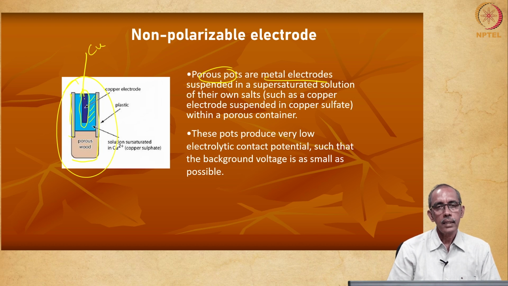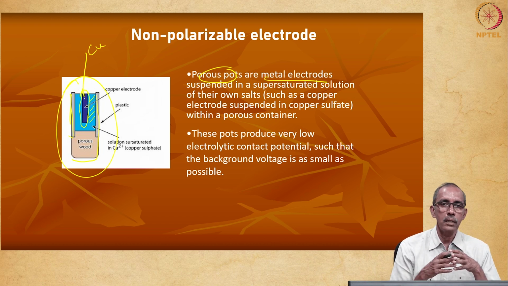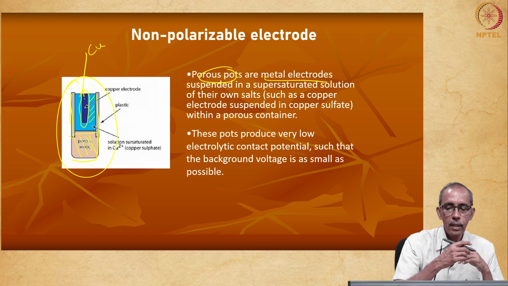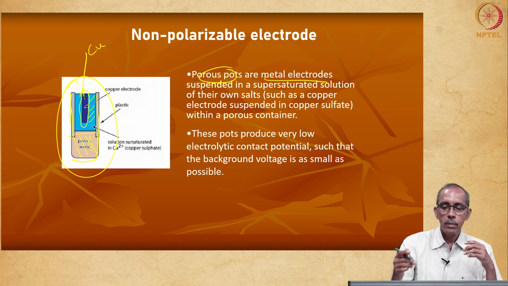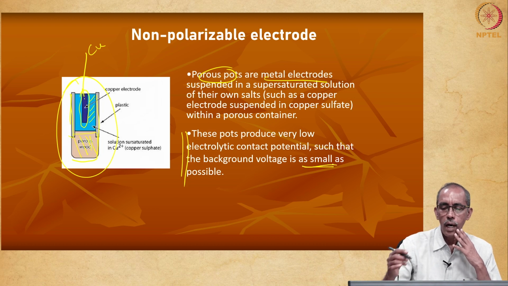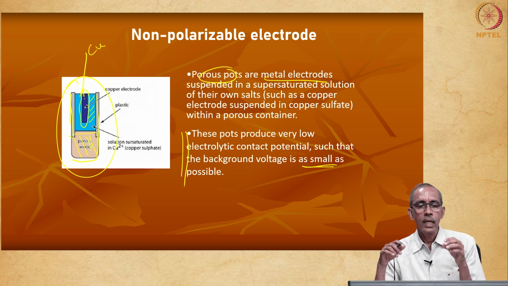Why do we use such a container? Because this is a non-polarizable electrode setup. That means, due to this arrangement, there will not be any cell potential generated due to the electrode itself. The bottom of this porous part will have a non-conductor. Usually they may be made of wood. So this electrode setup produces almost nil or a very small amount of cell potential, almost negligible. That is the purpose of making use of this electrode.